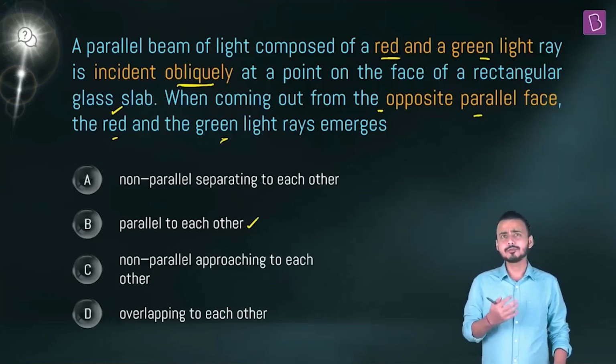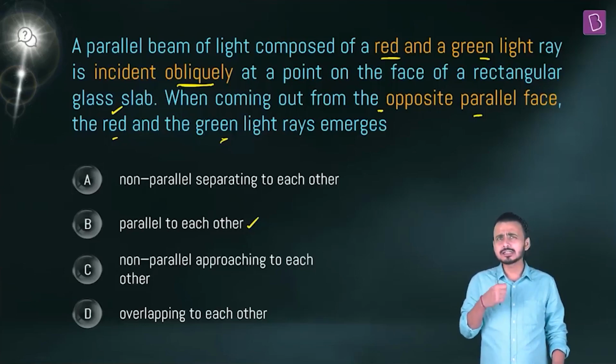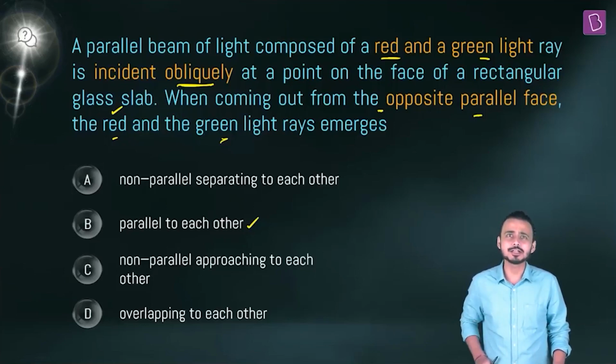What happens when a ray is incident on a rectangular slab where the two faces are parallel? They got something which we know as lateral shifting, right? You must have studied the formulas for lateral shifting. Okay, let's look into the figure.